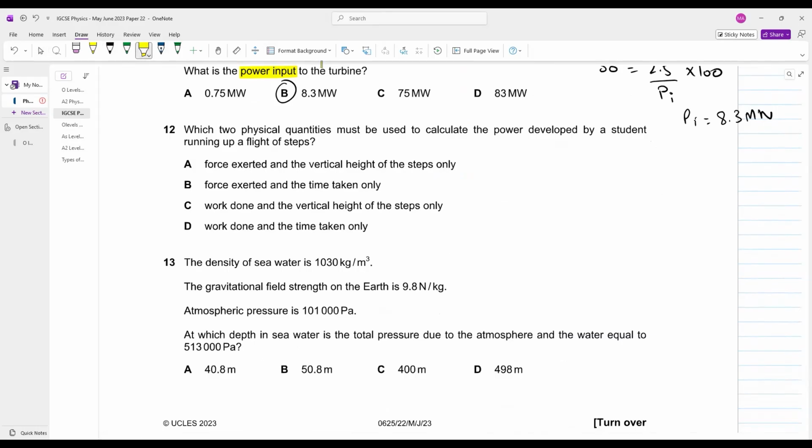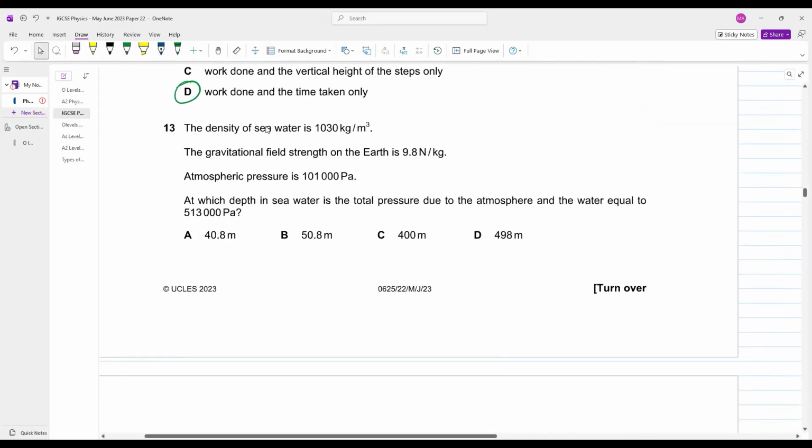Which two physical quantities must be used to calculate power developed by a student? Power का क्या फॉर्मूला होता है? Work done over time. ठीक है, अगर आपको वर्क डन और टाइम मिल जाए तो आप पावर निकाल सकते हो. D is your answer. अच्छा जी.